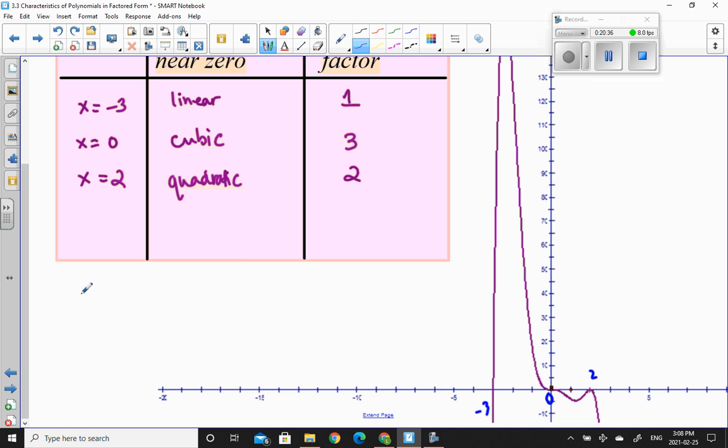Okay, so a possible function could be f of x equals, let's use these, these are all the zeros, so x plus 3, x, and x minus 2. At -3, it's going to be 1 here. At x equals 0, the order is 3, so it should be cubic here. And x minus 2, it's quadratic, so it should be to the power of 2 here. So this could be an equation that represents this particular graph.